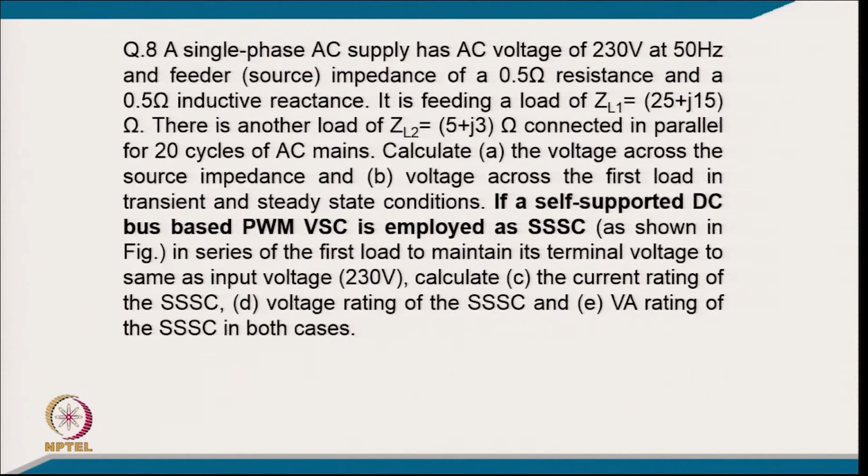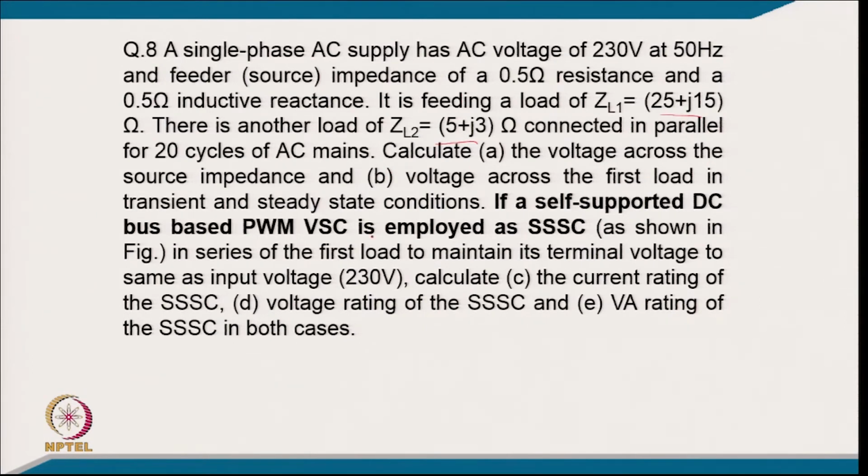Coming to the 8th numerical: a single phase AC supply has an AC voltage of 230 volt, 50 hertz, and a feeder impedance with a resistance of 0.5 ohm and an inductive reactance of 0.5 ohm. It is feeding a load of 25 plus j15 ohm, and there is another load ZL2, 5 plus j3 ohm, connected in parallel for a short period. Calculate the voltage across the source impedance and the voltage across the first load in transient and steady state condition.